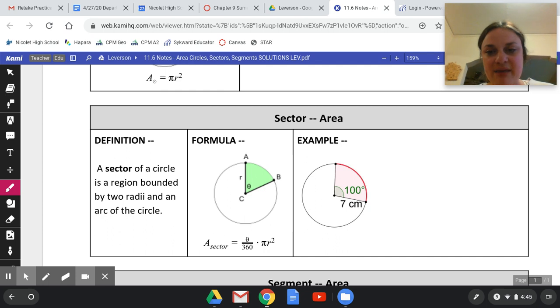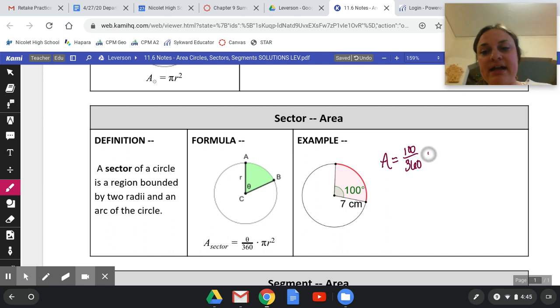So let's take a look at an example. The area of my sector is equal to my theta, in this case, the portion that I'm looking at is 100 degrees out of a total of 360 degrees. And I need to take that portion that I'm looking for and multiply it by the full area of the circle, which would be pi times r squared. Radius is given to me as 7. So there are a couple of different ways that I can do this. First of all, if I want an exact answer, then I am going to take the actual numerical values. I'm going to multiply everything except for pi.